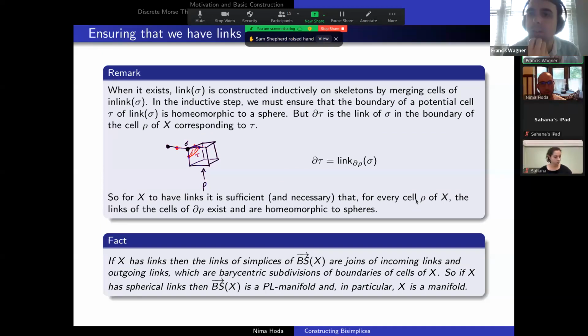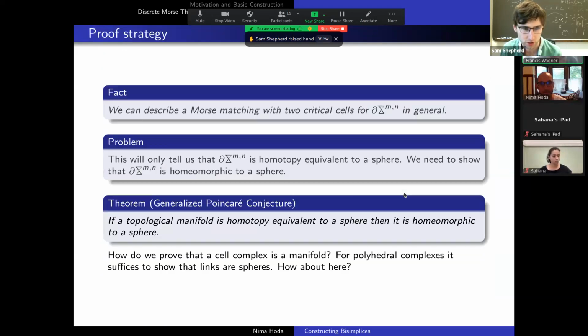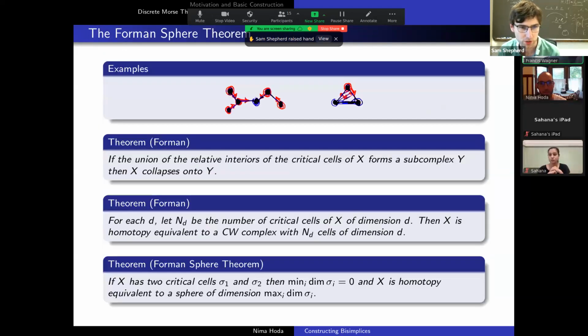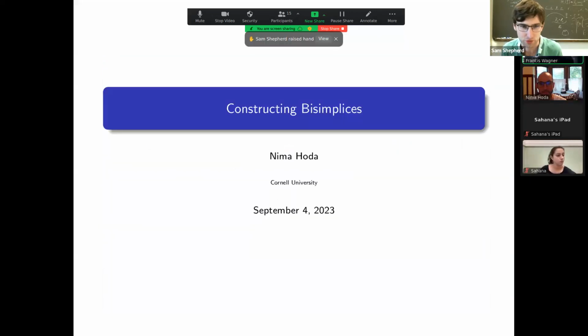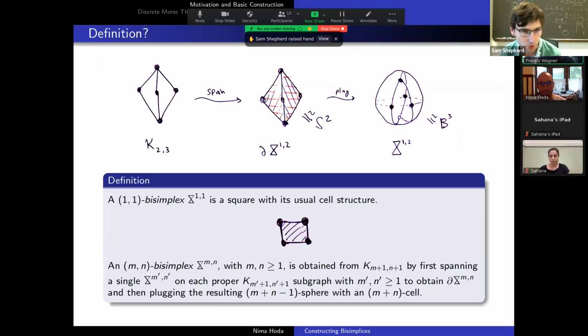Sam, you have a question? Yeah, at the beginning of the talk, you were talking a bit about non-positive curvature. So are there natural situations where you can put metrics on these bisimplices in some natural non-positively curved type way?